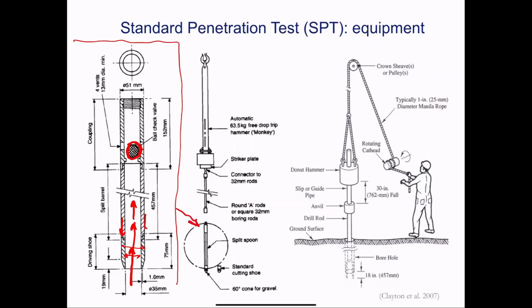If we treat that as an inset, normally what we do is we connect some rods that are about 32 millimeter boring rods on top of this. And on top of these rods, we connect the hammer and anvil device. These days, we use automatic hammers, so we don't rely on a worker pulling back on some sort of pulley device and releasing the rope, releasing this 100 times probably. So it's automated. And this is an example of an automatic free drop trip hammer, also known as the monkey. So this is the entire setup and cross-section of SPT.